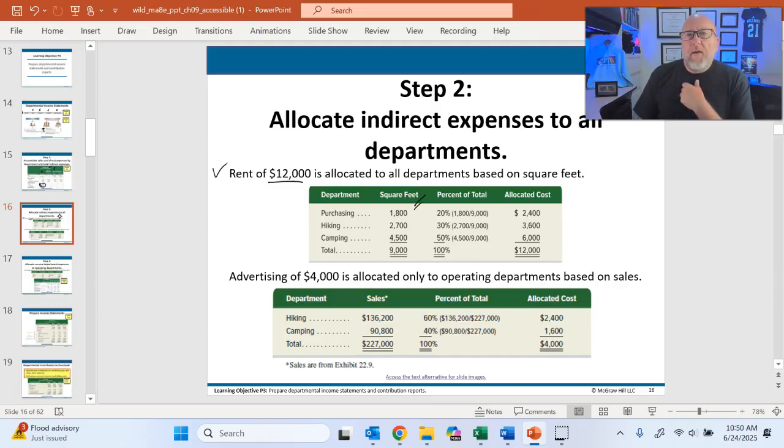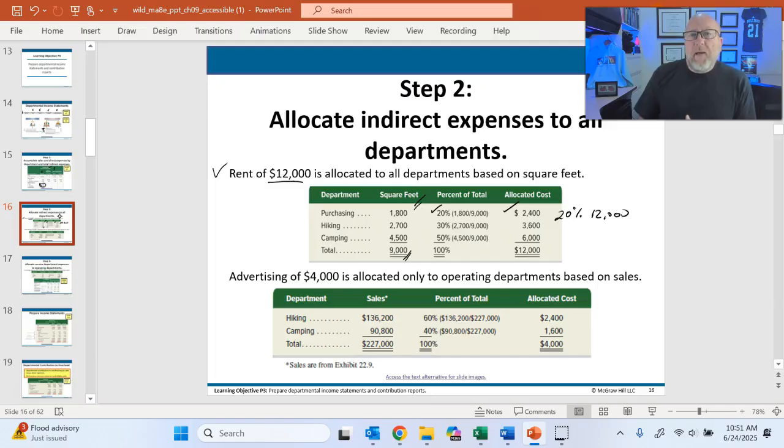And so we're saying the purchasing department takes up 1,800 square feet. The total square footage of the store is 9,000. And therefore the purchasing department takes up 20% of the square feet. So we're going to take 20% of the 12,000 in rent. So 20% times 12,000. That's going to give us 2,400 in allocated costs.